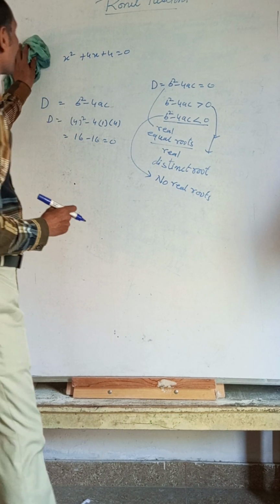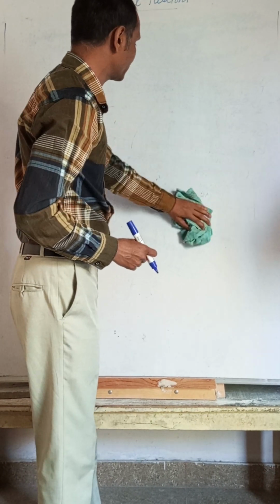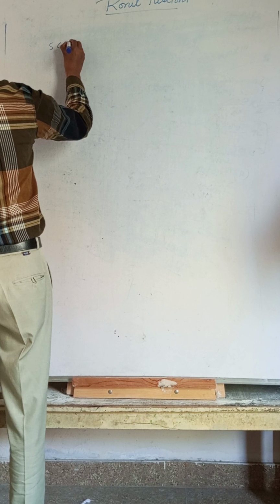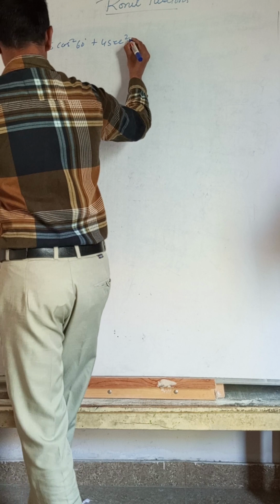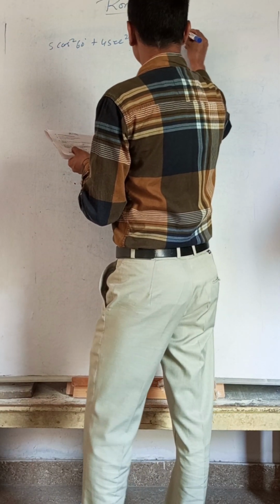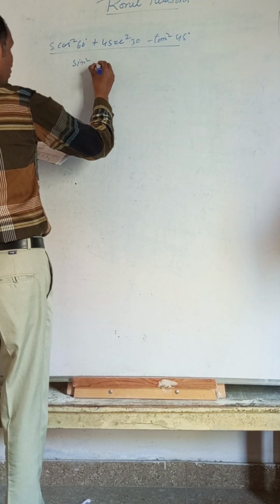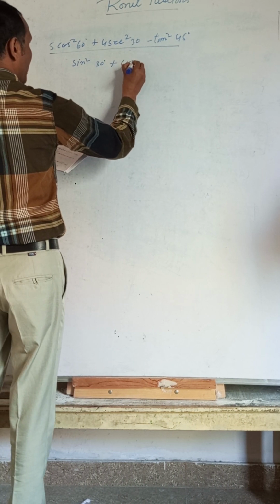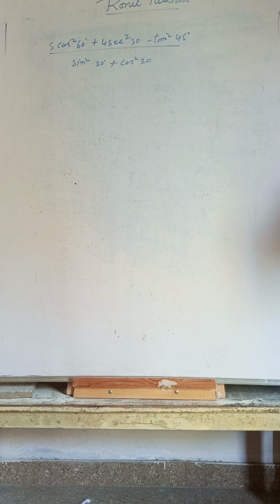Next question, it is a trigonometry question, done in the trigonometry lesson. It is written: 5 cos square 60 degree plus 4 sec square 30 degree minus tan square 45 degree, whole divided by sin square 30 degree plus cos square 30 degree. The same question was done in the previous videos.